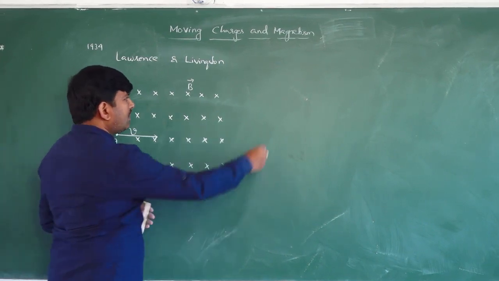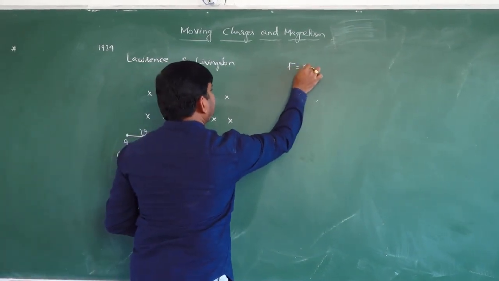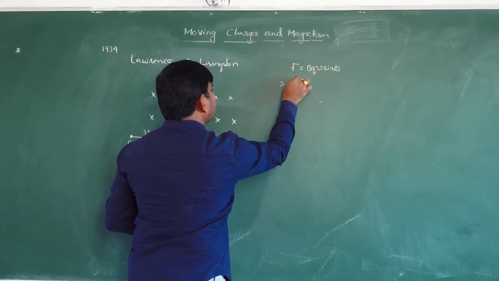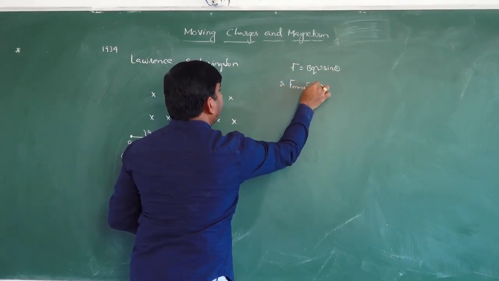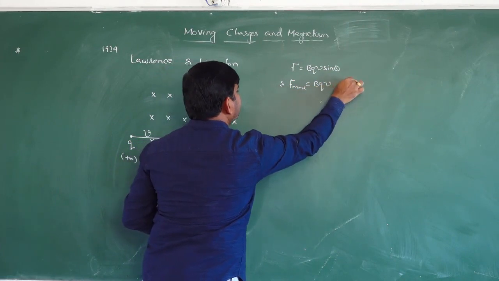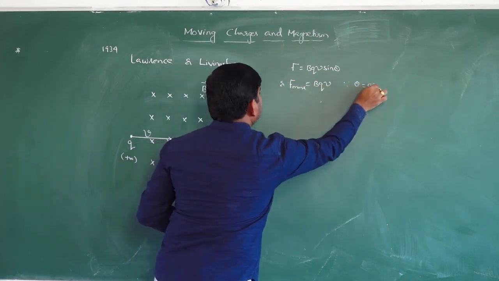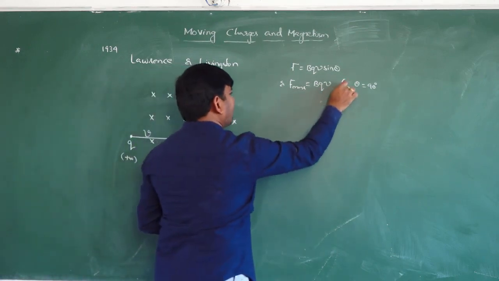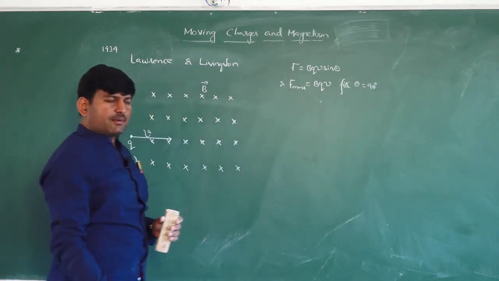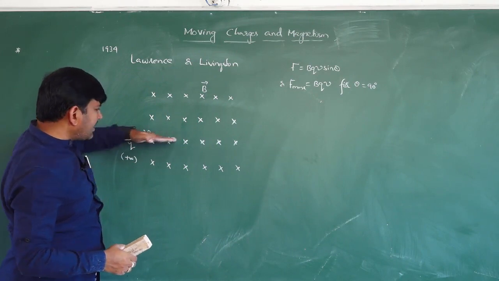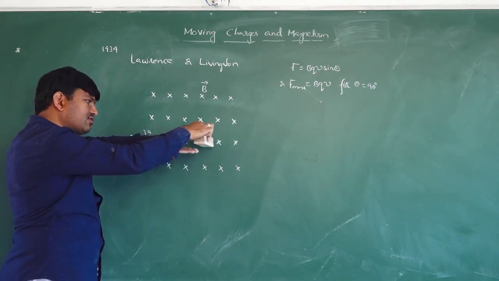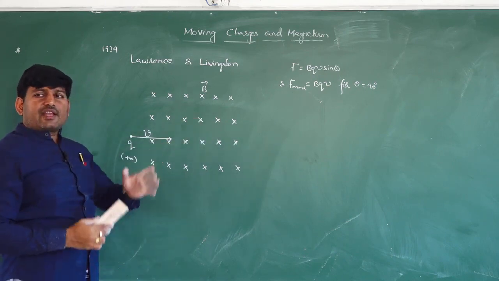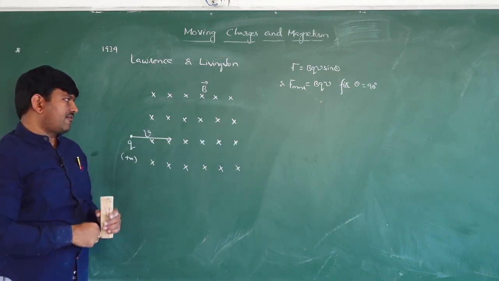I told you that F is equal to BQV sin theta in terms of magnitude, and F maximum is equal to BQV since theta is equal to 90 degrees. For theta equal to 90 degrees, the magnetic force will be maximum. So, here charge Q is entering into the magnetic field which is directed into the board. The velocity vector is perpendicular to the magnetic field, therefore, it has to experience the maximum magnetic force.